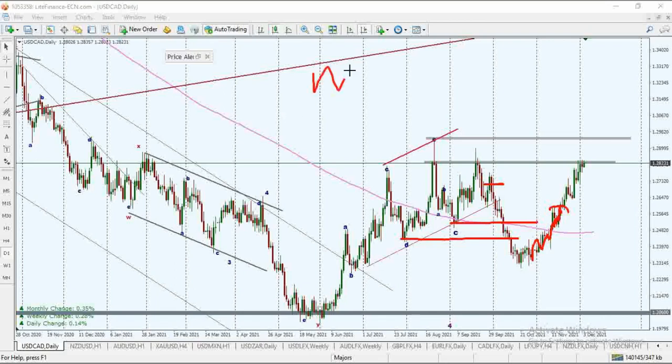Okay, let's say we have a ranging market of about 50 pips. Just any normal ranging market, not looking at any structure. This can break to the upside or to the downside.